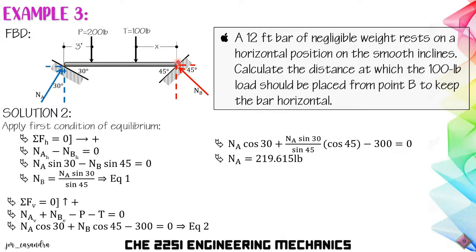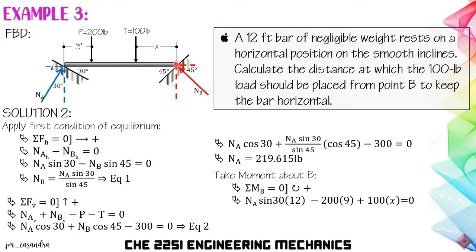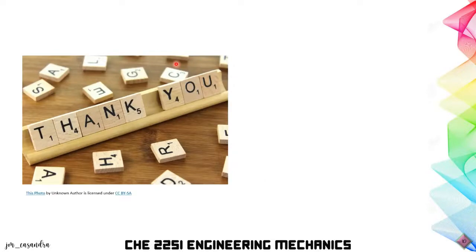Since we do not know the value of NB, we take the moment at B. So summation of moments at B equal to 0, clockwise positive, will give us an equation of NA sine 30 times 12 minus 200 times 9 plus 100 times x. And this will also give us a 4.823 feet value. So any of the solutions will give us the same answer. So thank you for listening.